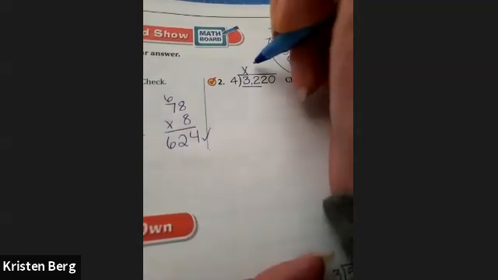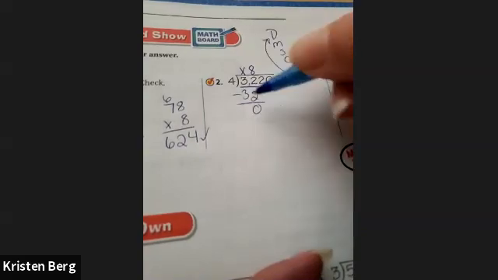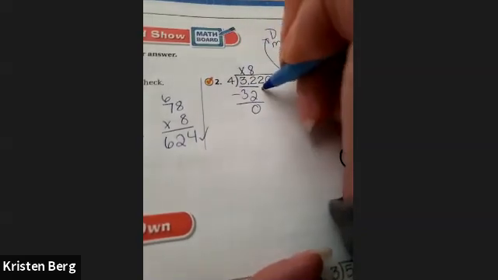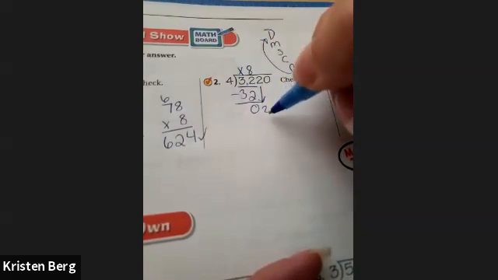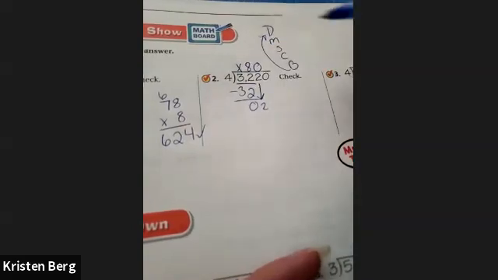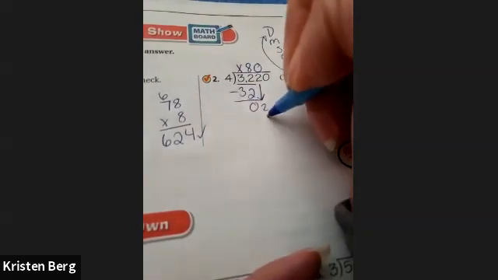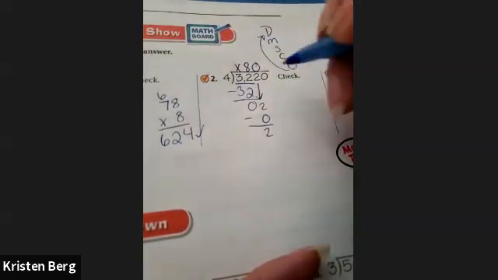How about into 32? Yes, that goes in 8 times. That would be 32, 0 remaining. Check it, we are okay. Bring down a 2. How many 4s can go into 2? That is 0 times. It's too small. 0 times 4 is 0, and that would be a 2. Check it, we are okay.